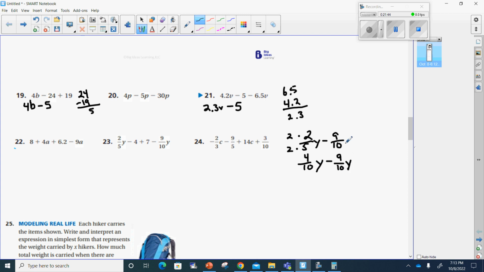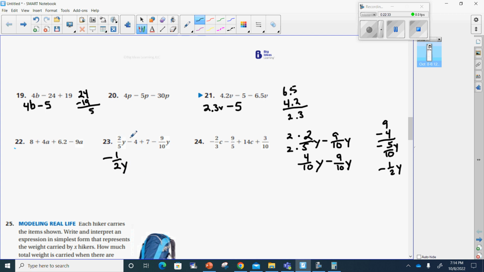y, excuse me. So now I can go ahead and say that I'm going to take the big number minus the small number. 9 minus 4 is 5. I keep the sign of the big number. The big number was negative, so this would be a negative 5. So now that part is negative 5 over 10y. And I can actually simplify that further because both 5 and 10 are divisible by 5. 5 divided by 5 is 1, 10 divided by 5 is 2. So it's a negative 1 over 2y.